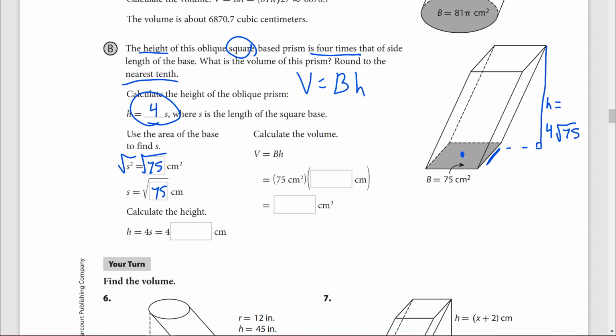Now we can calculate our volume. The area of the base, which is 75 square centimeters, times our height, which is 4 times the square root of 75, and that we plug into our calculator. 75 times 4 times the square root of 75, rounded to the nearest tenth, in my calculator says 2,598.7, so that's going to round up to 2,598.8.